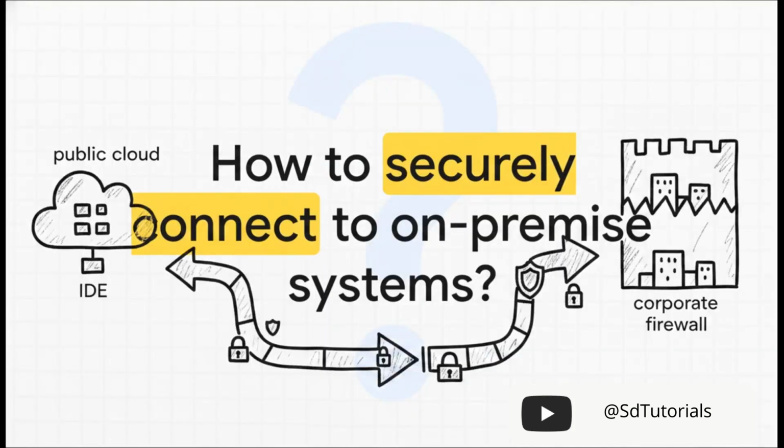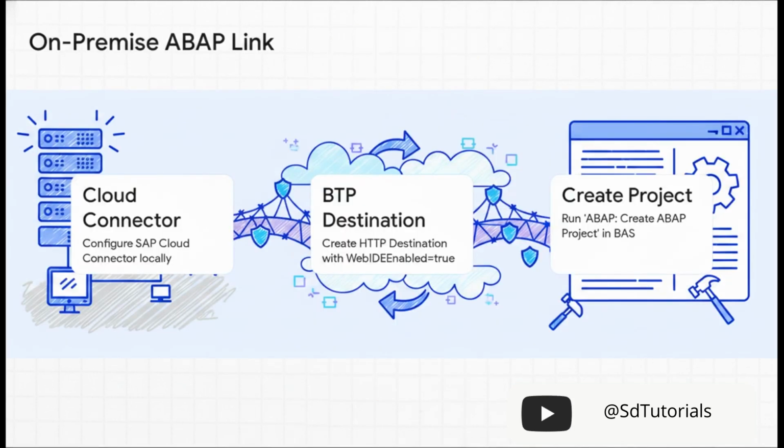Before we look at the code, we've got to address the elephant in the room, a really crucial architectural question. If your IDE lives out there in the public cloud, how exactly does BAS securely connect to your legacy on-premise ABAP systems that are locked down behind your corporate firewall? Well, here's how you build that secure bridge.